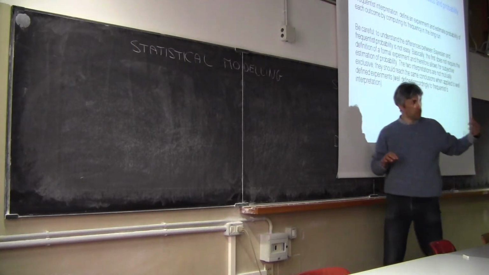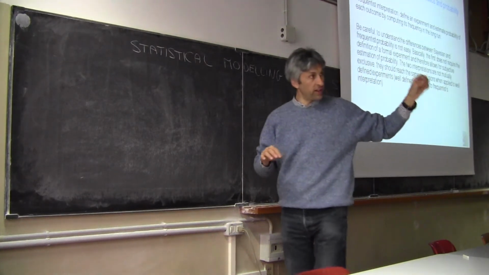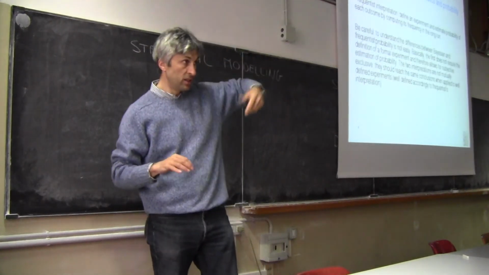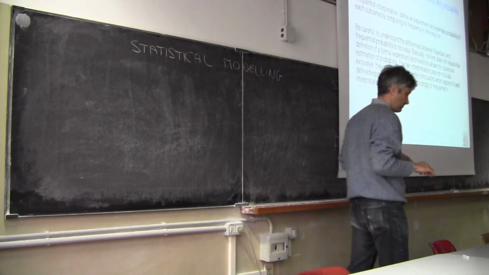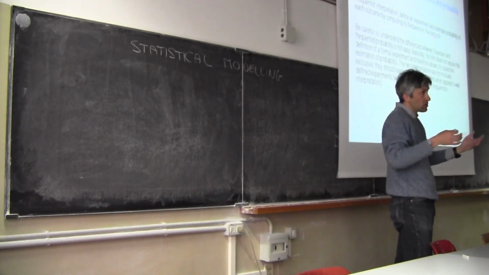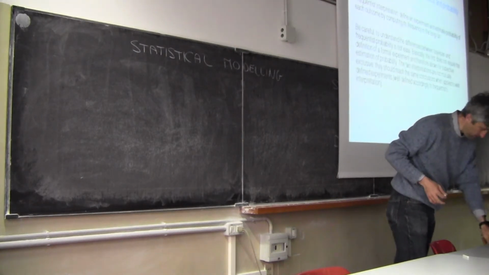But indeed, this is an objective way. If you can define an experiment and you can repeat it, this is an objective way of computing probability. Of course, you can't do it for Monty because you can't repeat the experiment.